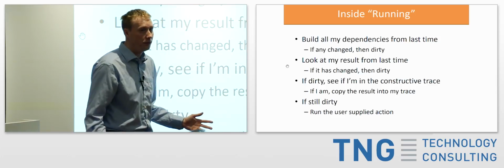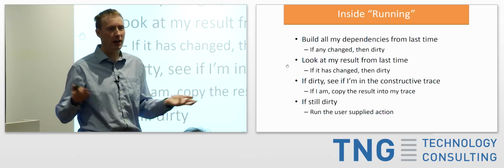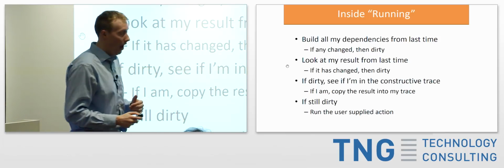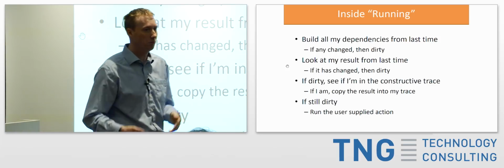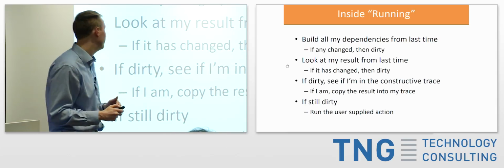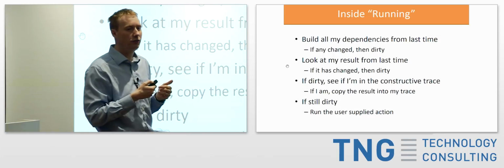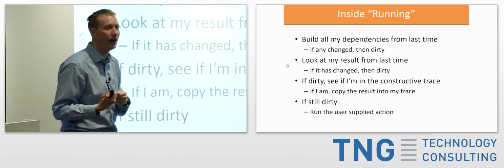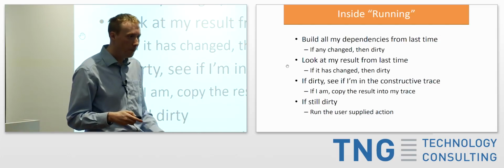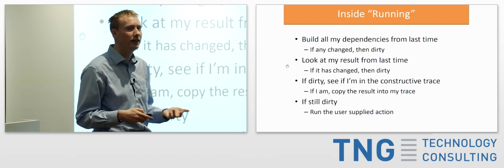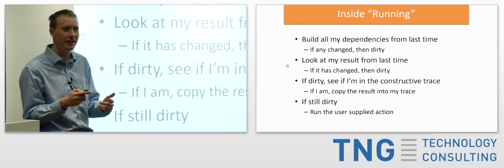If you're running, what happens? Well, the first thing you do is, have any of my dependencies from last time changed? If so, I need to rebuild. Has the result from last time changed? Has someone deleted the exe that I produced last time? Okay, if so, I'm dirty, rebuild. If I'm dirty, but I can see an answer in the constructive trace, copy it in. So this is the cloud aspect. And otherwise, just run the user-supplied action. So it's not very complicated. The basics are reasonably straightforward. I'm hoping you're thinking, I could have written this in my head.